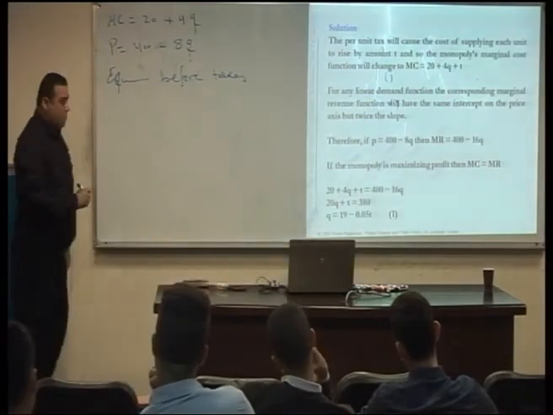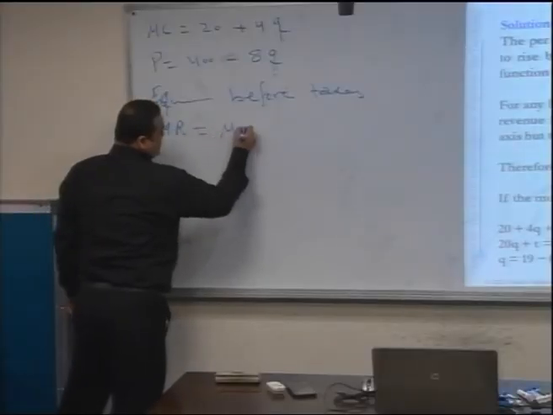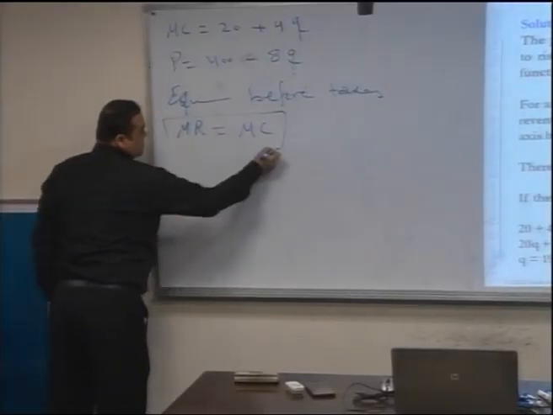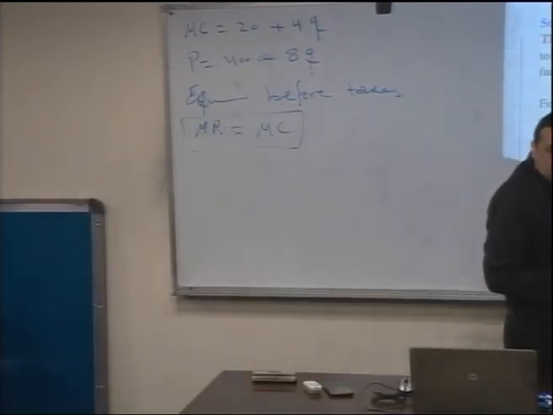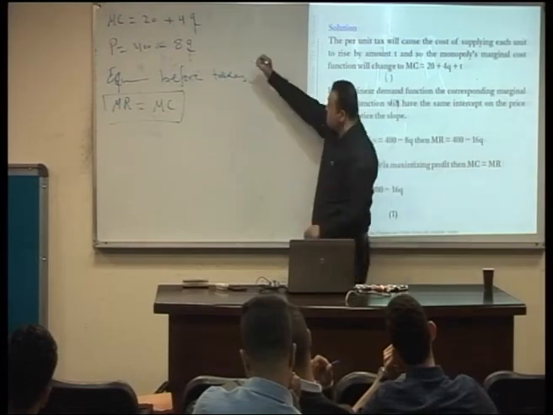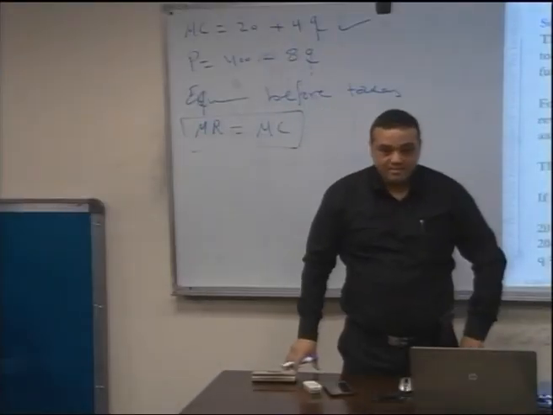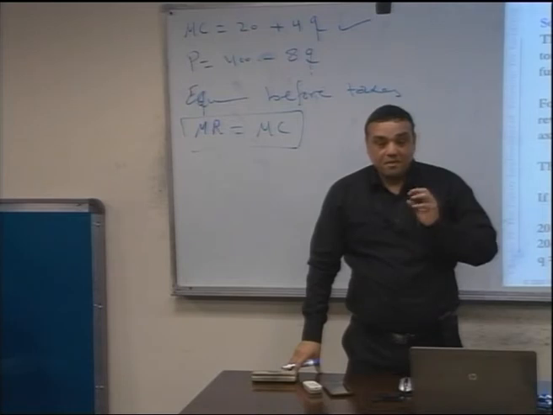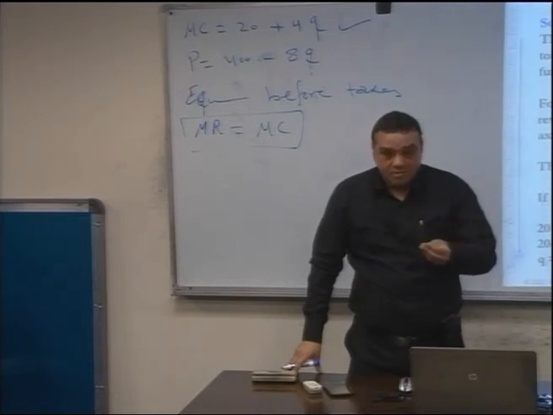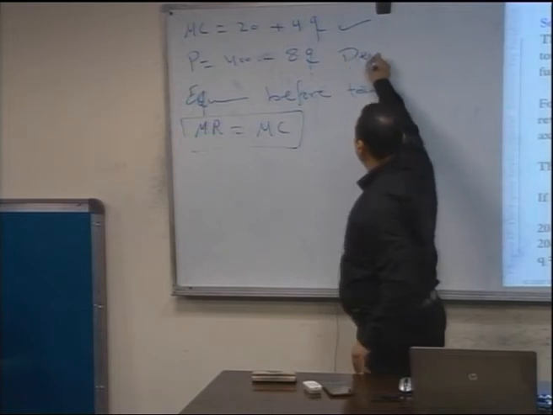At equilibrium, marginal revenue equals the marginal cost. Here we have the marginal cost function, here it is. But the MR is not given. How can we derive the marginal revenue function from the demand function? This is the demand function.